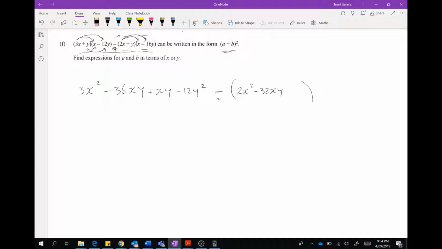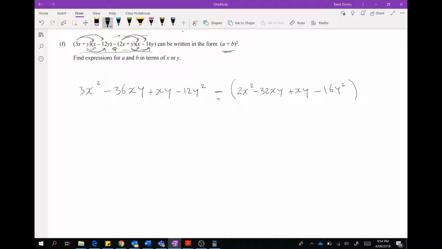Right, I've drawn that bracket a bit short, I'll put it at the end. Positive y times x will be positive xy, and positive y times negative 16y is negative 16y squared, and close bracket.